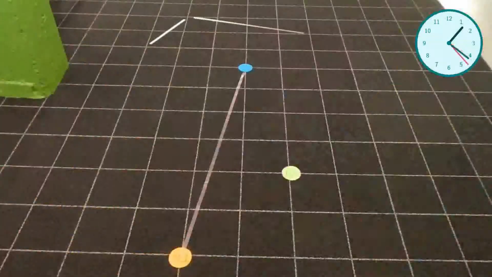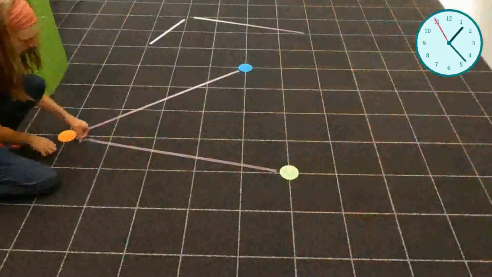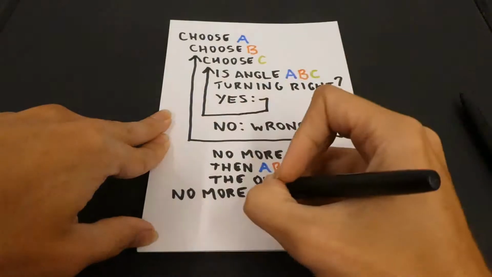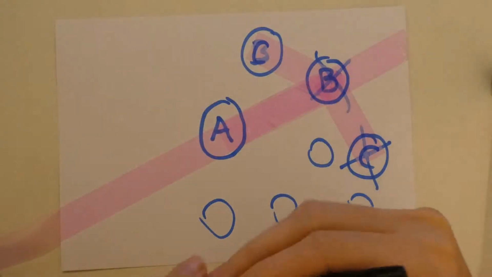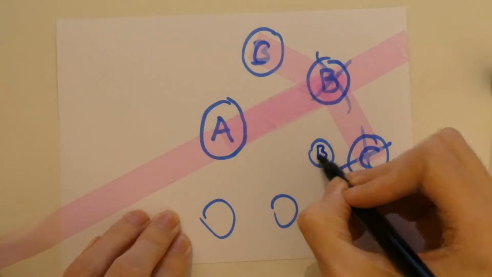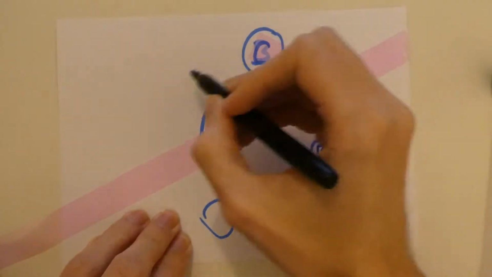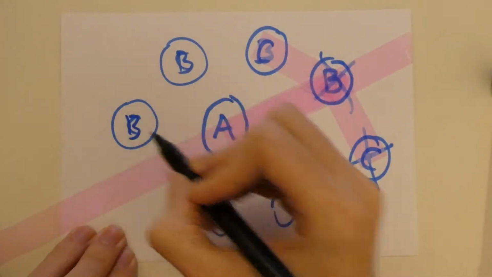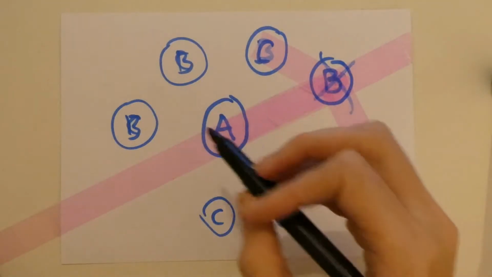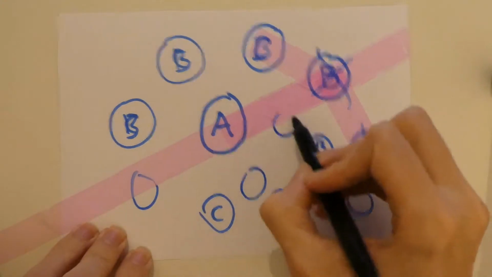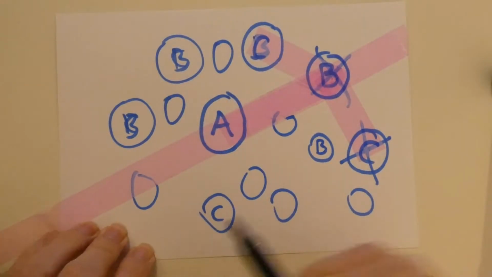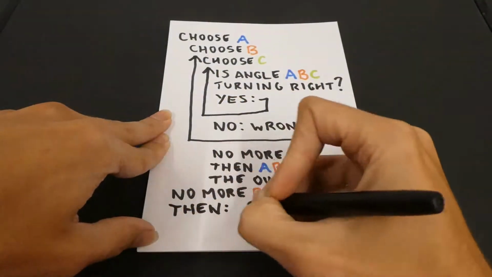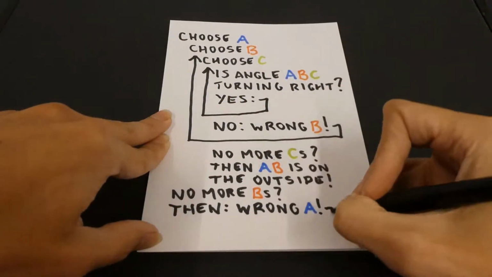Of course, it could also happen that I do not run out of options of C for any choice of B, and instead I run out of options for B. So what does this mean? Well, it means that for all options of B, there is some point C to the left of AB. So that means that A is in some sense surrounded by other points. In other words, this is a proof that A does not lie on the outside. We discard A and continue with the next one.